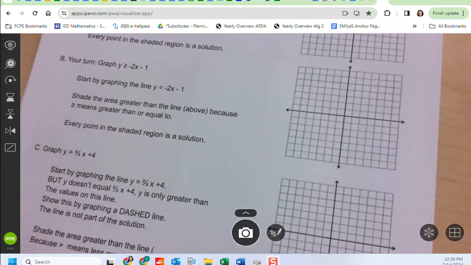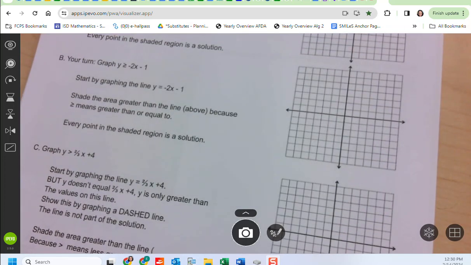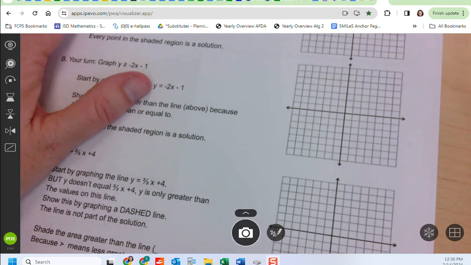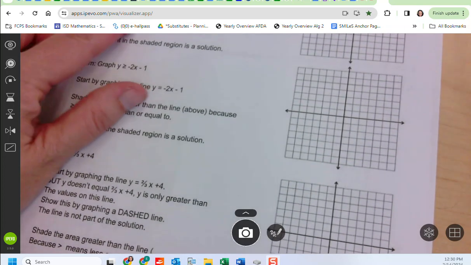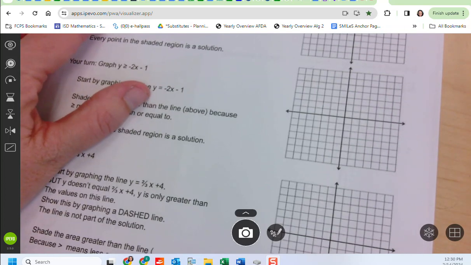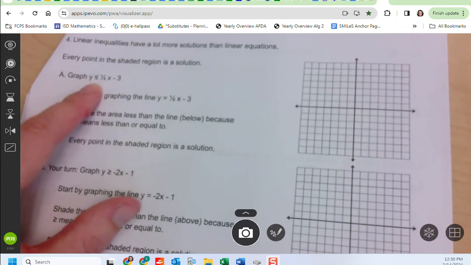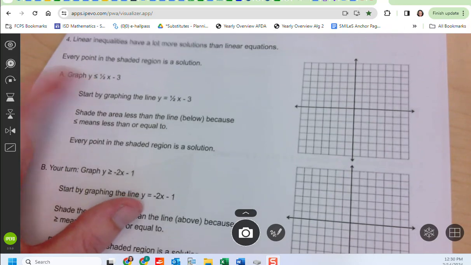All right. We're going to talk about linear inequalities. Inequality means not equal, greater than or less than. And when you graph an inequality, you're not just graphing a line, but you're going to be shading it, because basically half of the points are going to be solutions and the other half are not solutions. So every point in the shaded region is a solution. We're going to graph y is less than or equal to 1/2 x minus 3.